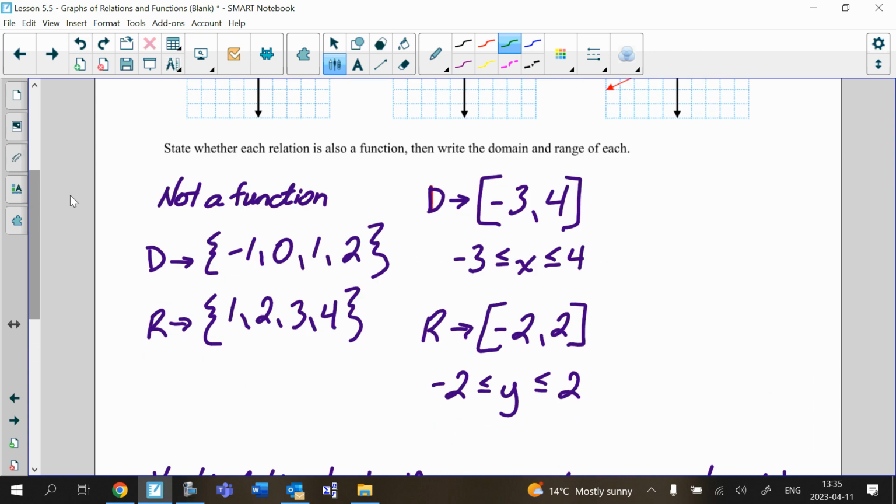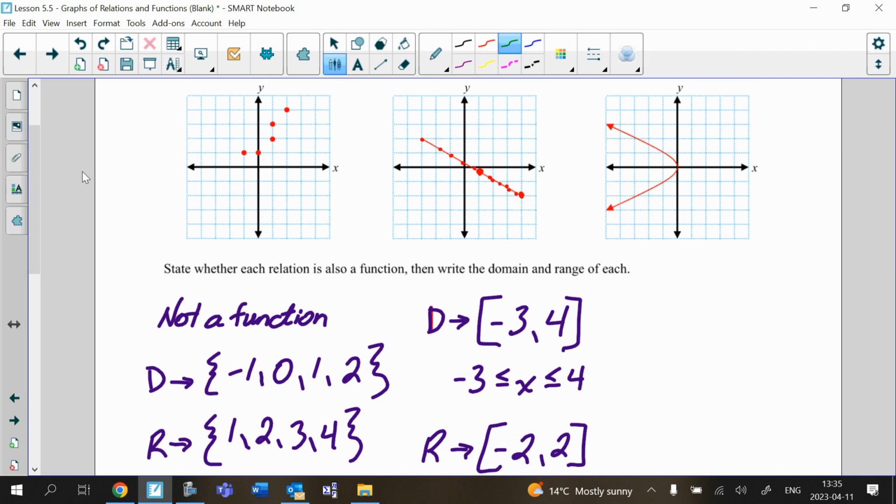Okay. There's no way I can draw a vertical line through this and hit more than 1 point. So it is a function.